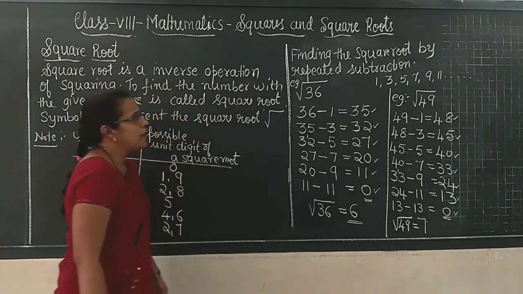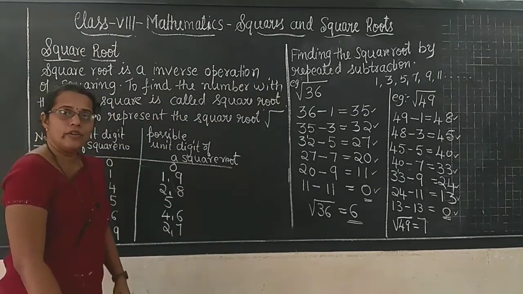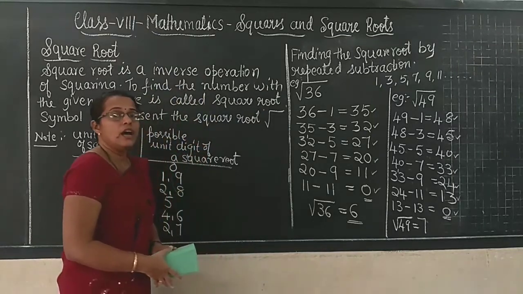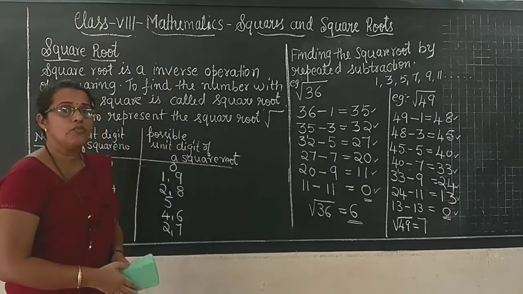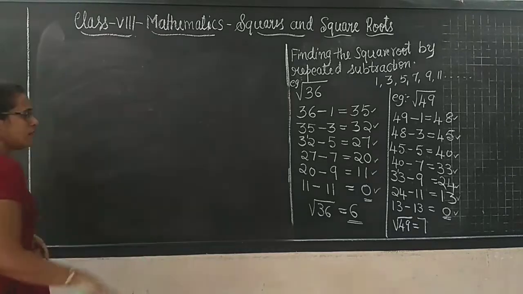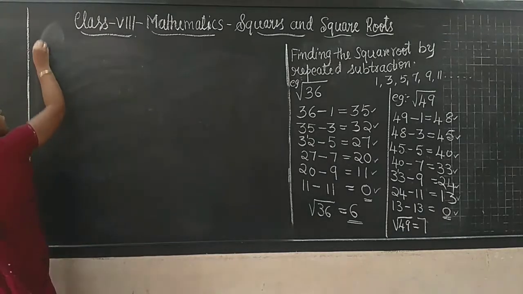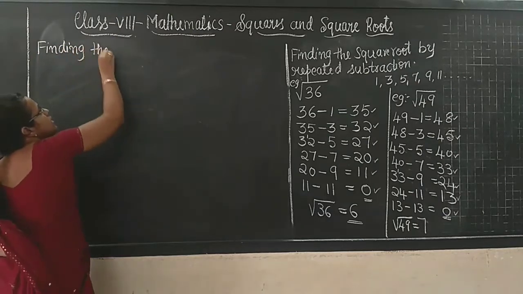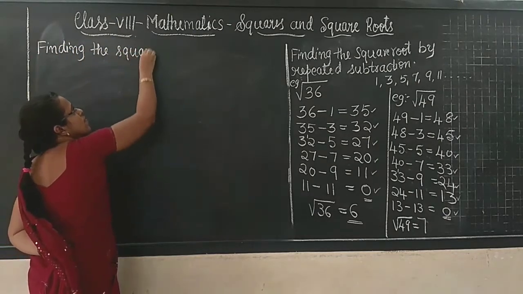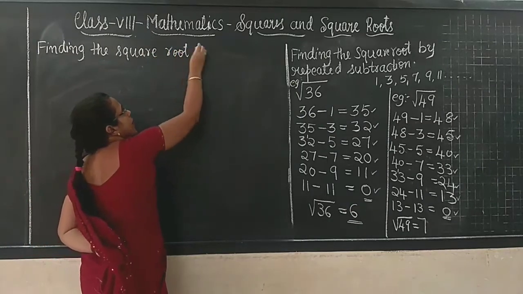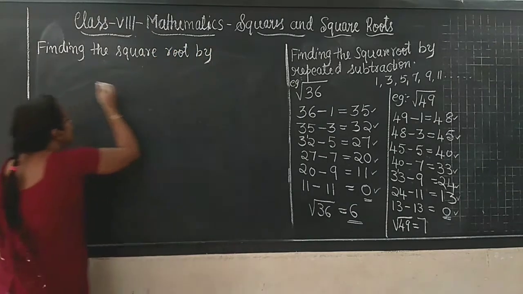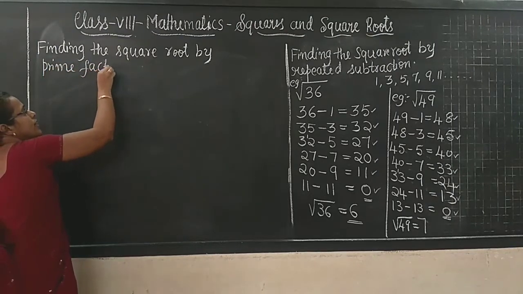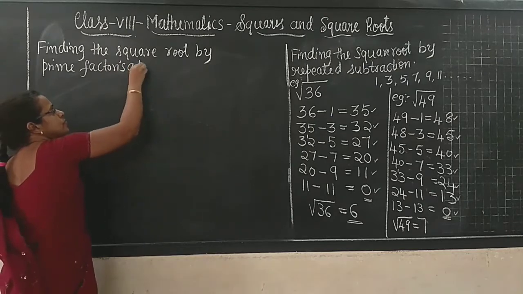Okay. So now after finding the square root by this method, let us move to the next method. A very important method is finding the square root by prime factorization method. Okay. Write down: finding the square root by prime factorization method.